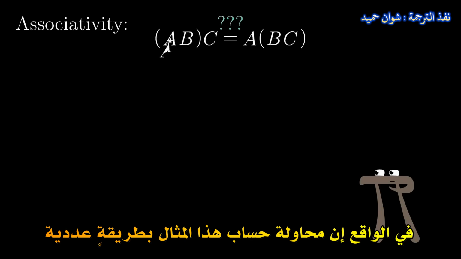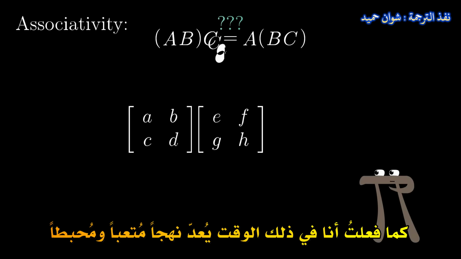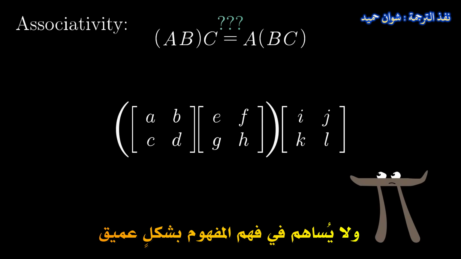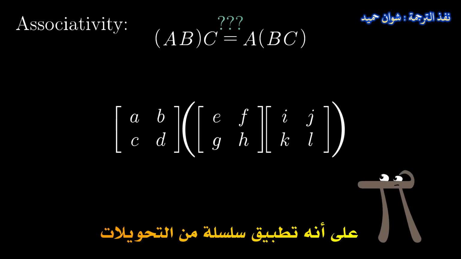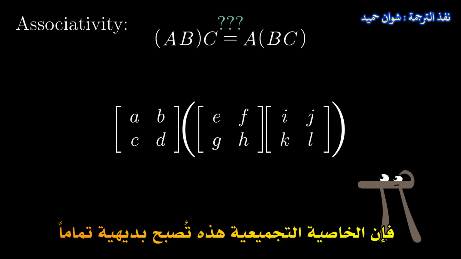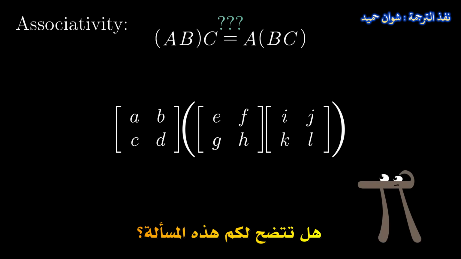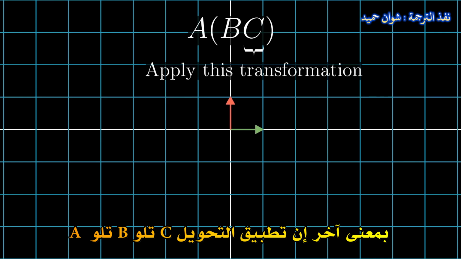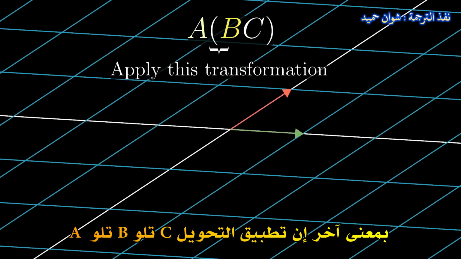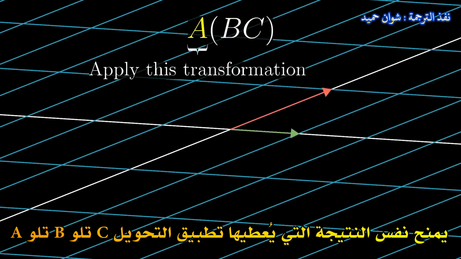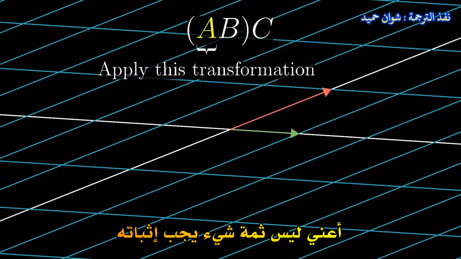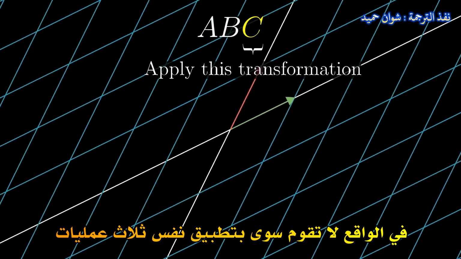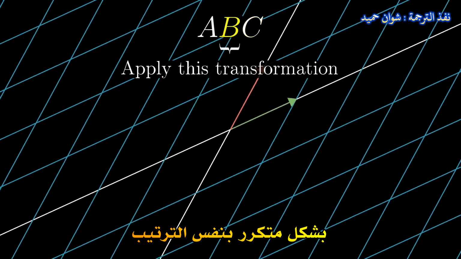Now, if you try to work through this numerically, like I did back then, it's horrible, just horrible, and unenlightening for that matter. But when you think about matrix multiplication as applying one transformation after another, this property is just trivial. Can you see why? What it's saying is that if you first apply C then B, then A, it's the same as applying C, then B, then A. I mean, there's nothing to prove. You're just applying the same three things one after the other, all in the same order.